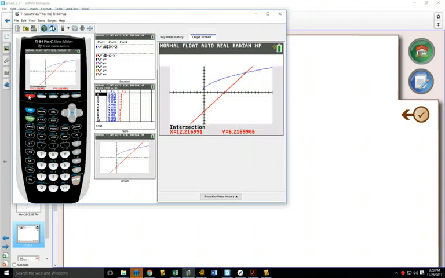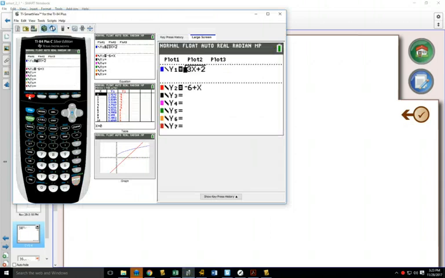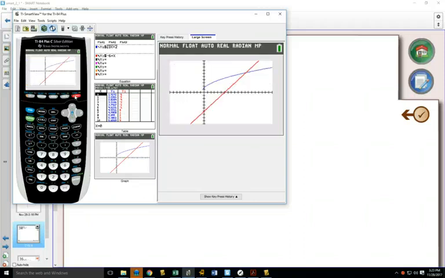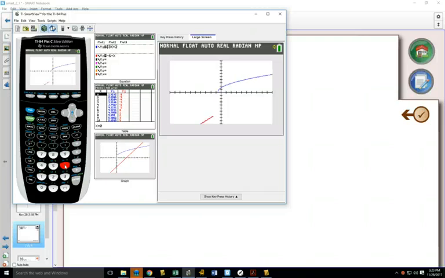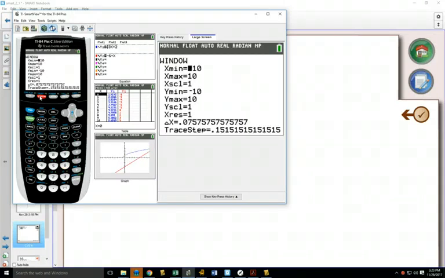So there they are, entered into our graph. We hit graph. And if you are on a standard window, so let's say you started with your standard window, Zoom 6 gets you to your standard window, and you're looking at your graph, can you see that they don't quite cross on my screen? So I might need to go to my window and change my X max.